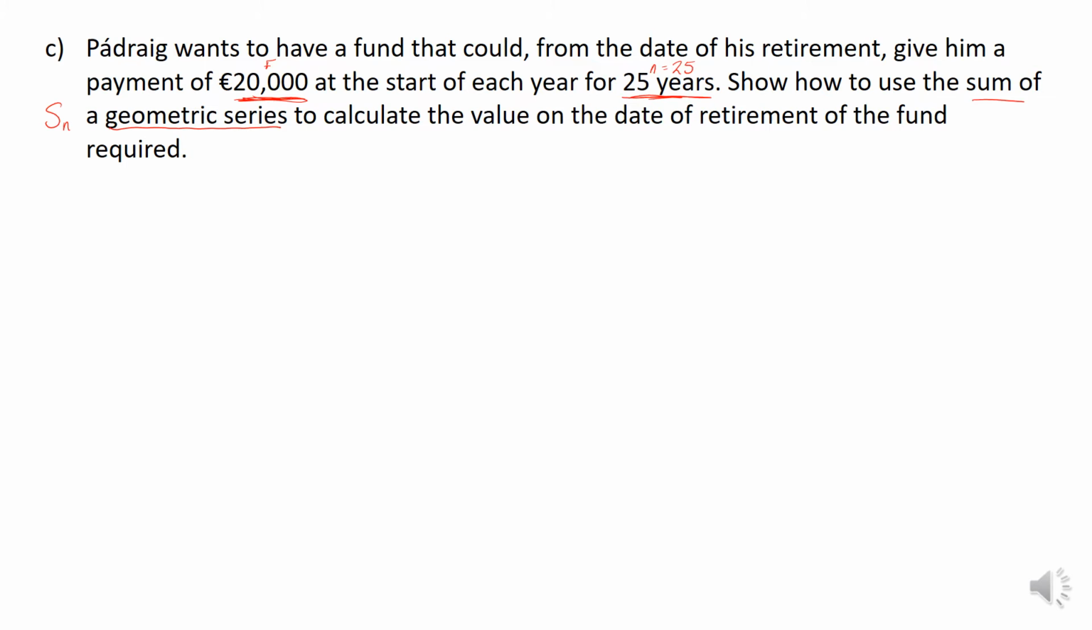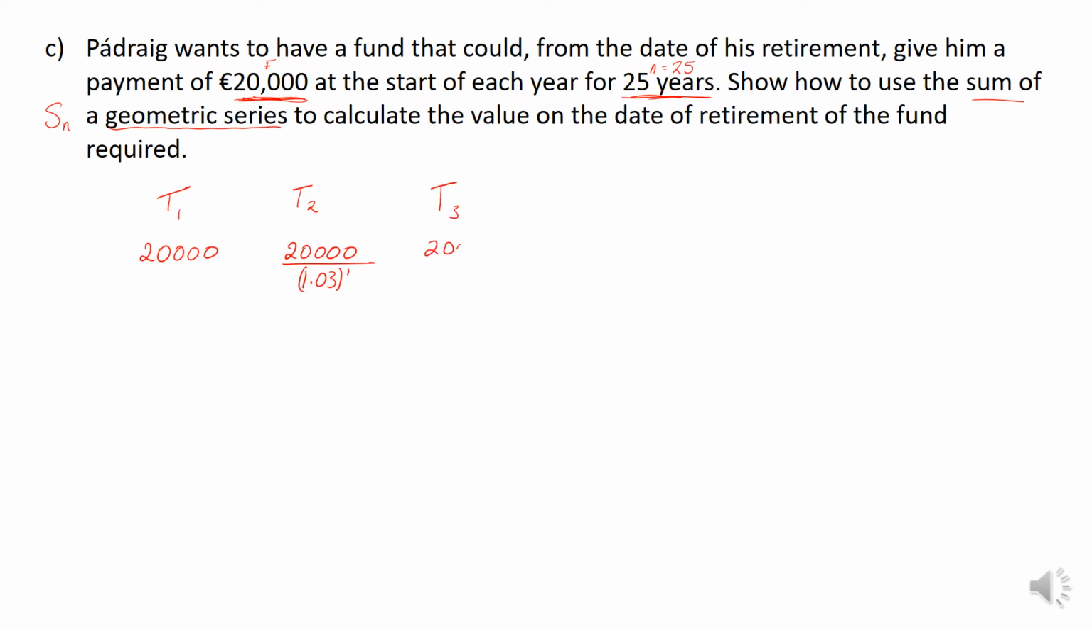Okay, so if we're going to use the geometric series sum formula, well then let's write down a geometric series. Recall parts A and B might be helpful. So on the point of retirement, when they just retire, the first payment out will be 20,000. And the second payment will be the present value of 20,000, so after 1 year, 1.03 to the power of 1. And you can see where this is going.